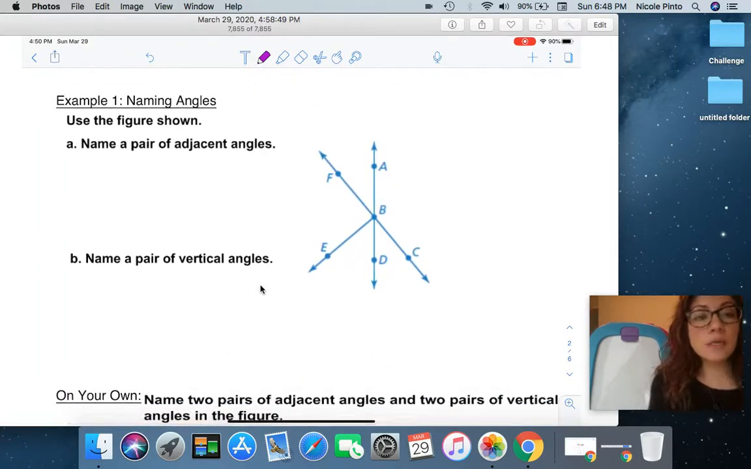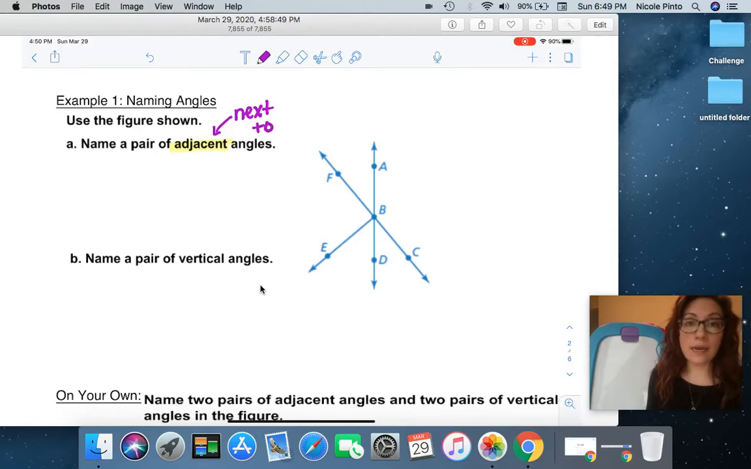Okay, so in example number 1, it says naming angles. A is going to say name a pair of adjacent angles. Now, acuérdase, adjacent significa al lado de, okay? So next to. Looking at this picture, hay harto ángulos que usted puede nombrar que están al lado de uno, okay? But let's just give at least 2 examples that we could use. So if you're looking at this, su ángulo lo tiene que usar 3 letras, okay? You're going to use 3 letters to name your angles.